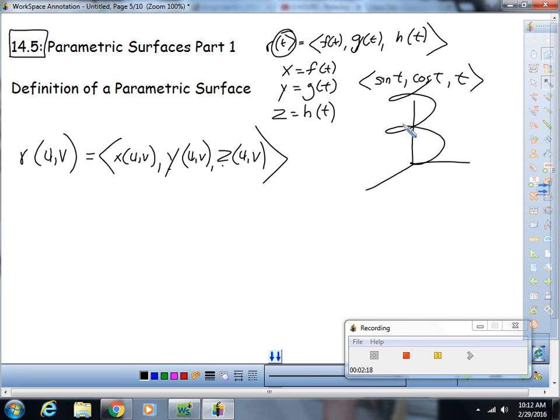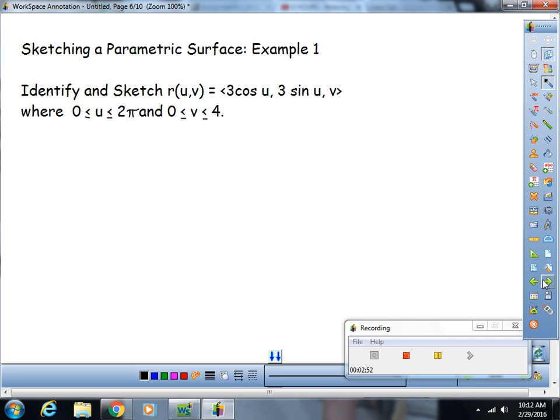Remember what a surface is. A surface is an infinitely thin layer of, let's say, skin, and that's something we can find the area of, or the volume inside of, with some given bounds. Okay, so the first thing we'll do is practice identifying and sketching.